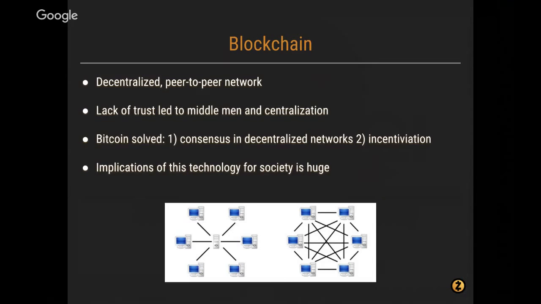Blockchains are decentralized peer-to-peer networks. As the name suggests, this means that computers connect directly to each other rather than a server, and thus have no central point of control. This is not how computers conventionally work.